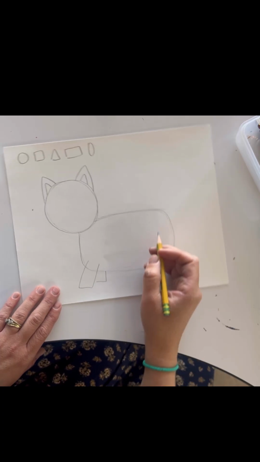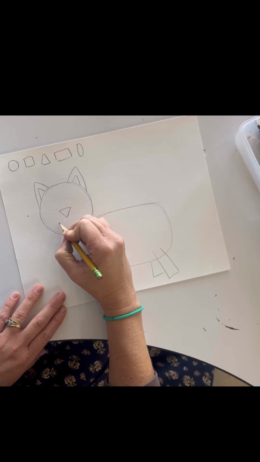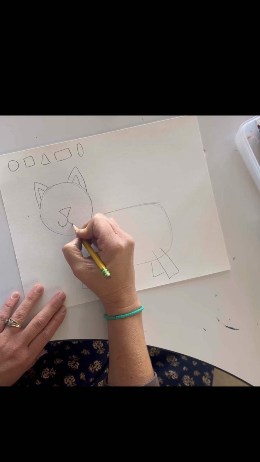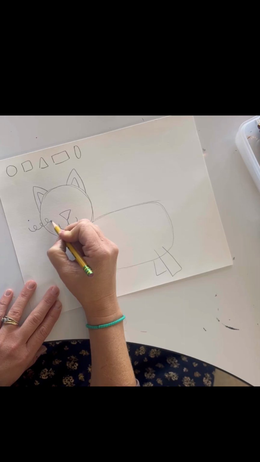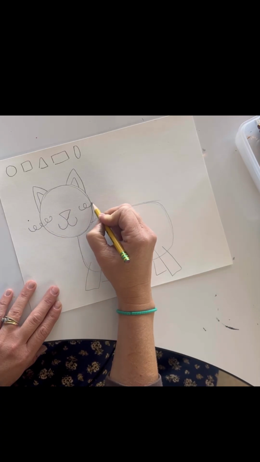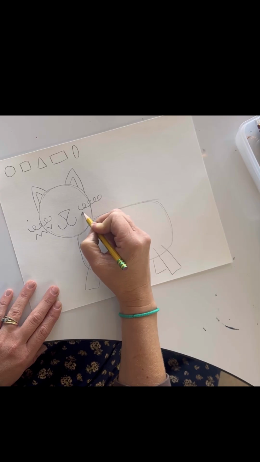And then I'm going to draw an upside down triangle for the cat nose. I'm going to draw the cat mouth. And I'm going to draw some silly line whiskers. These aren't shapes, but these are lines. And I'm going to draw the whiskers with silly lines.